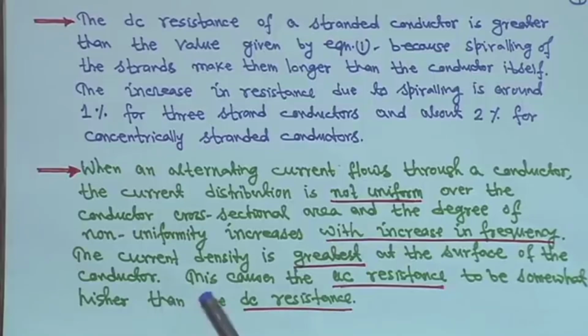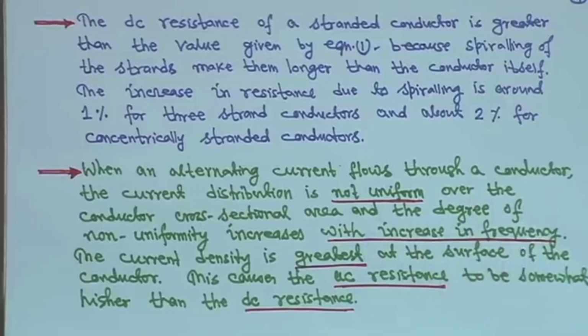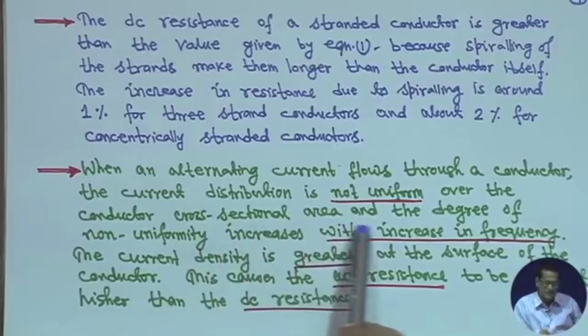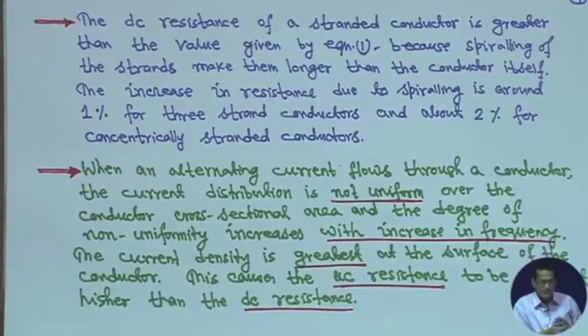Now, when an alternating current flows through a conductor, the current distribution is not uniform, right. For DC current, the current distribution is uniform over the conductor cross sectional area, and the degree of non-uniformity increases with increase in frequency. Suppose the cross sectional area is 5 centimeter square for a conductor, very large of course, and 5 ampere current is flowing. So, current density will be 5 by 5, 1 ampere per centimeter square, and it is uniform for DC current.